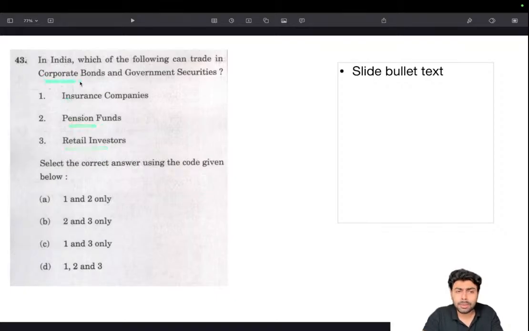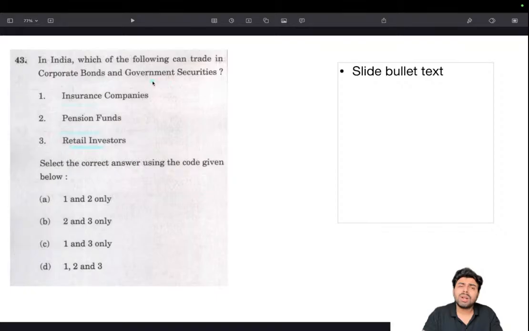There are two parts to this question: which of the following can trade in corporate bonds and government securities? So we need to have an idea about both, and who can invest in each. Corporate bonds, anybody can actually invest. That's the basic idea. A company needs money and they don't really care who gives them the money. So these three are part of corporate bonds.